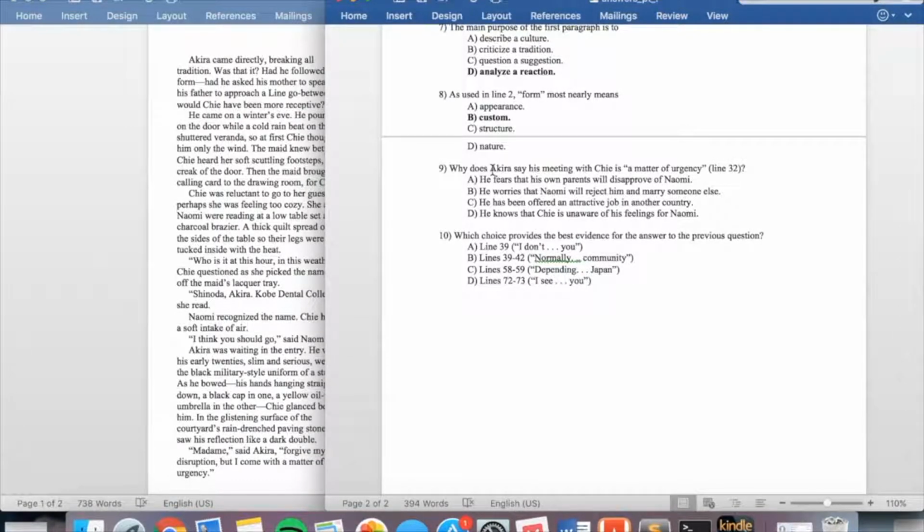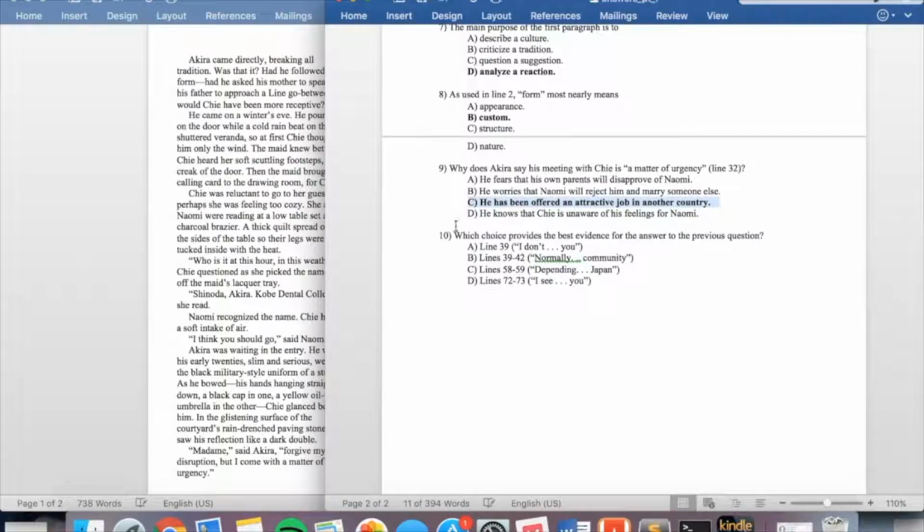Why does Akira say his meeting with Chi is a matter of urgency? So based on what we know from the passage, his own parents are not mentioned. So A, no. B, he worries that Naomi will reject him and marry someone else. That isn't mentioned either, really. C, he's been offered an attractive job in another country. So that is certainly the case, and so that does lend it a sense of urgency. And D, he knows that she's unaware of his feelings, and that's true, but it doesn't really lend it urgency. So C is our answer for now.